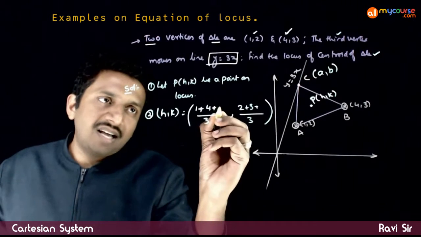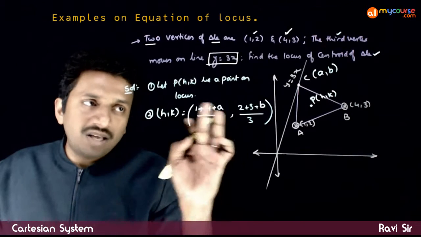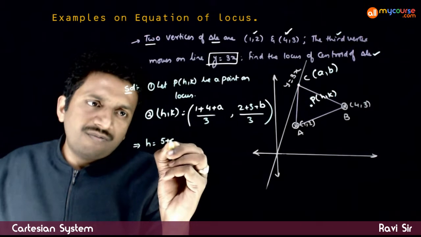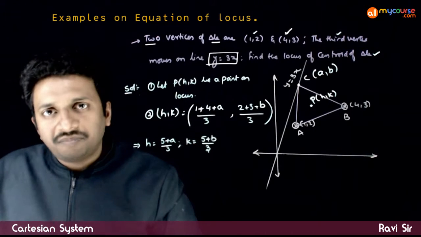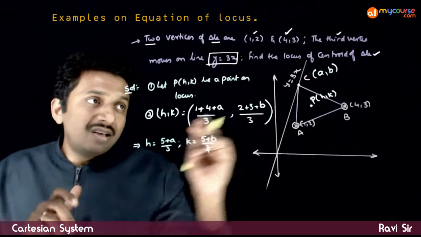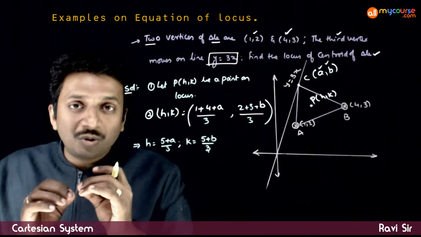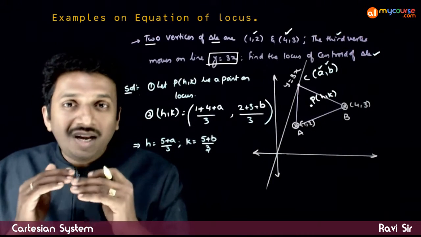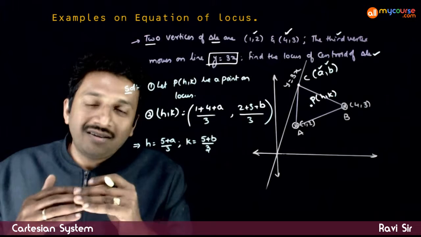If I assume C as (a, b), the equation will be (h, k) is equal to ((1 plus 4 plus a) by 3, (2 plus 3 plus b) by 3). This implies h is equal to (5 plus a) by 3, k is equal to (5 plus b) by 3. So you have two equations. What is the accounting that we have discussed? Whatever the number of variables that you have newly introduced, the number of equations has to be one more than that number. You have introduced two variables, so you need to get three equations. You got one equation, you got two equations. You need to try and get the third equation.